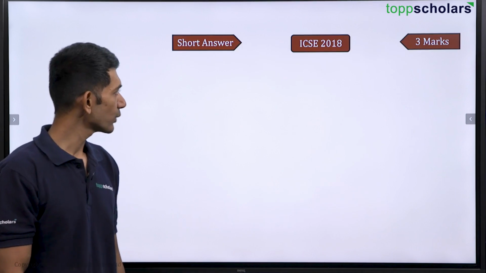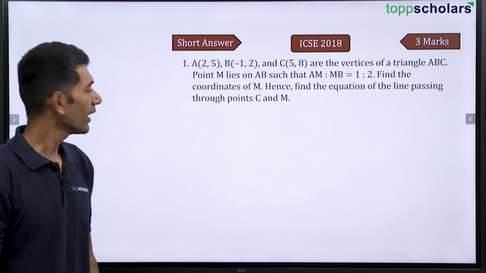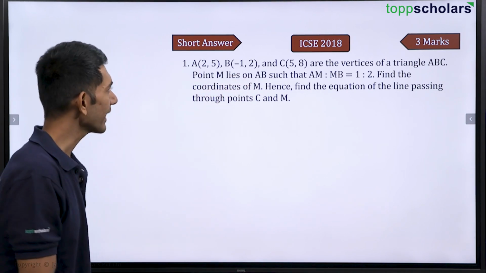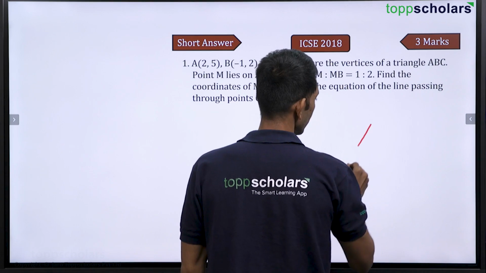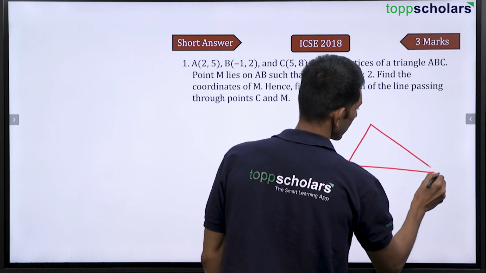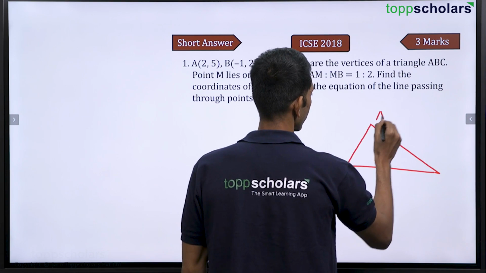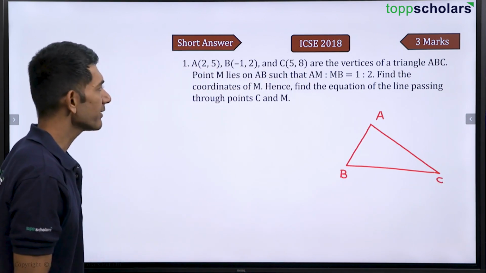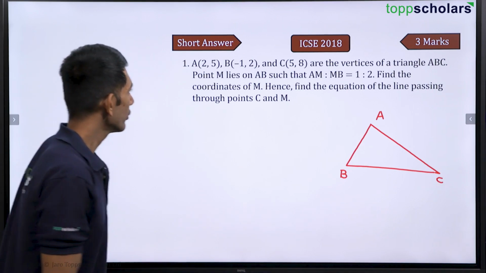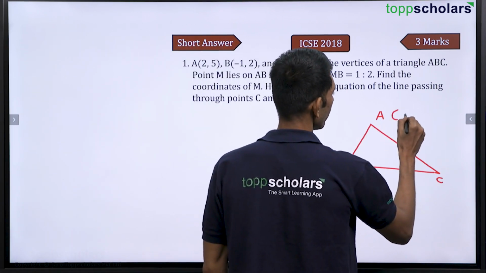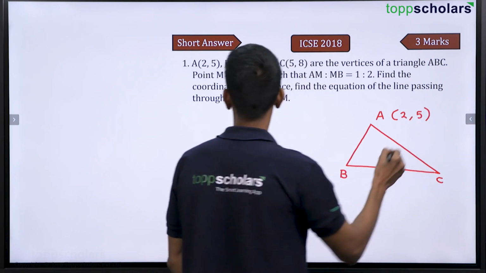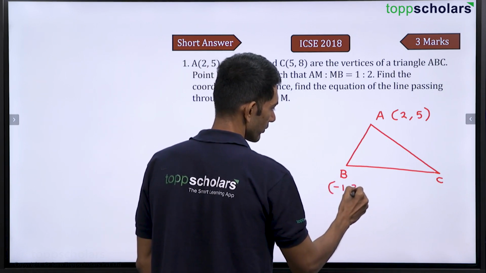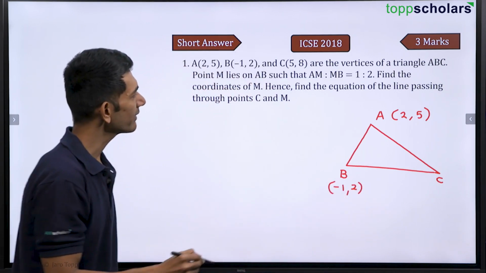So let's begin with the first question. Now, what do we have? We have 3 points, A, B and C. They are the vertices of the triangle ABC. So we have a triangle ABC, and points A, B, C are its vertices. The coordinates of point A are (2, 5). The coordinates of point B are (-1, 2). And the coordinates of point C are (5, 8).